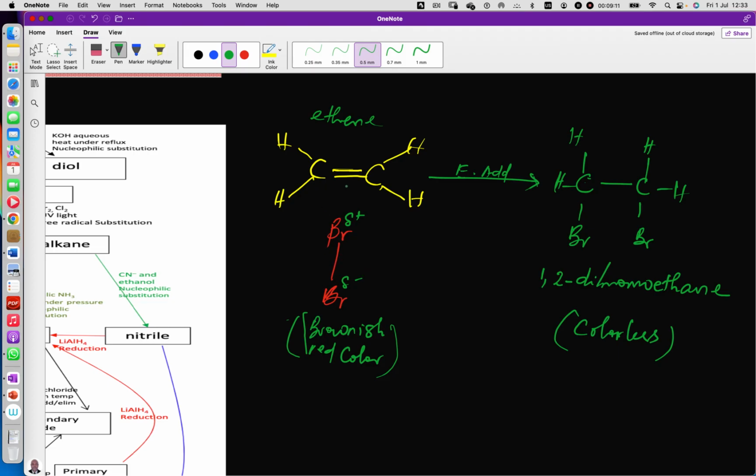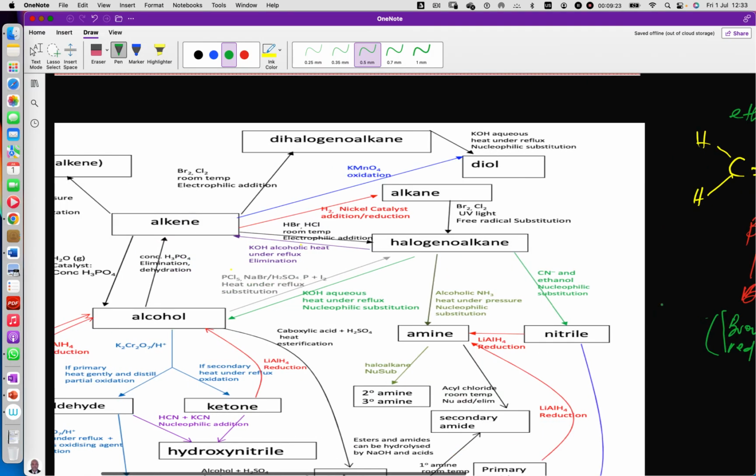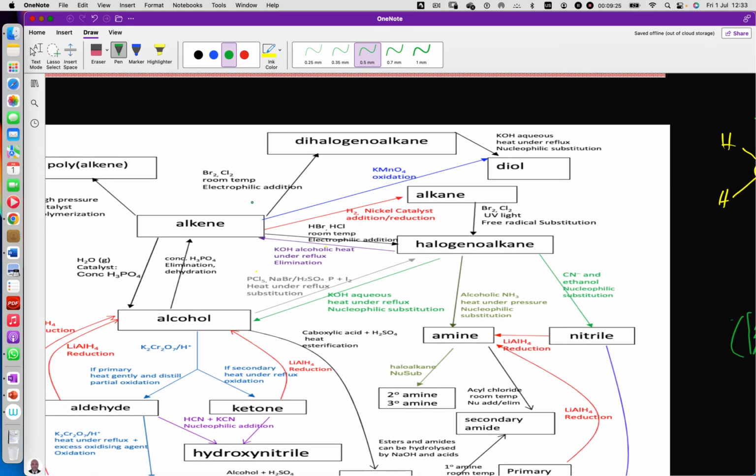Now the ethene, because of the presence of the double bond there, would decolorize this bromine water to colorless as a result of the formation of 1,2-dibromoethane. Now let's go to the next one from ethene.